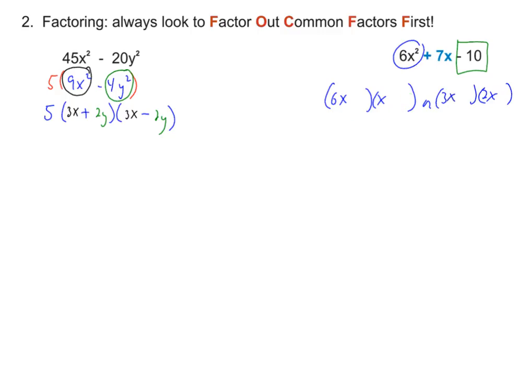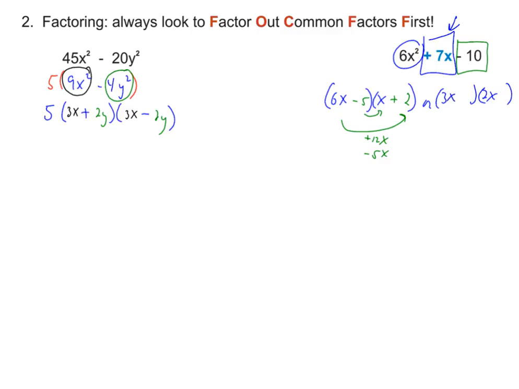How about if I stick the 2 there? Now I have a 12x. Well, wait a minute, 2 and 5, right? Can a 12 and a 5 get me to 7? Yes. And notice the sign. The middle term is a positive 7x. I need the 12 to be positive and the 5 to be negative. And indeed, that will give me the correct middle term.